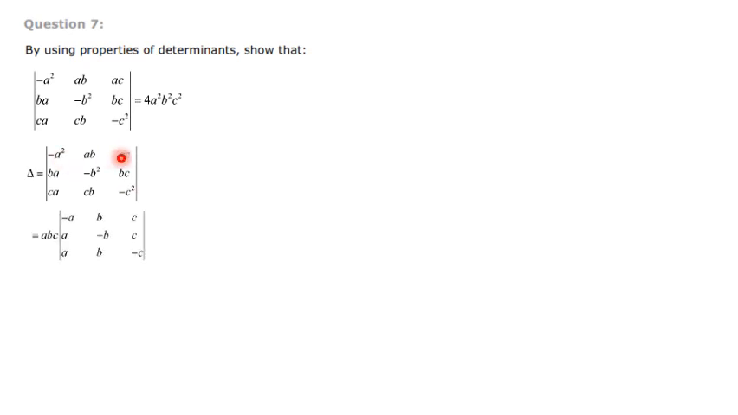From the first row we take out A, from the second row B, from the third row C. So ABC together will come out. The balance we have to write. The balances are minus A, B, C. From here, if A goes, the balance is A, B, C. Here if B goes, B is the balance, and here if C goes, C is the balance. Likewise, the third row balance is A, B, minus C.